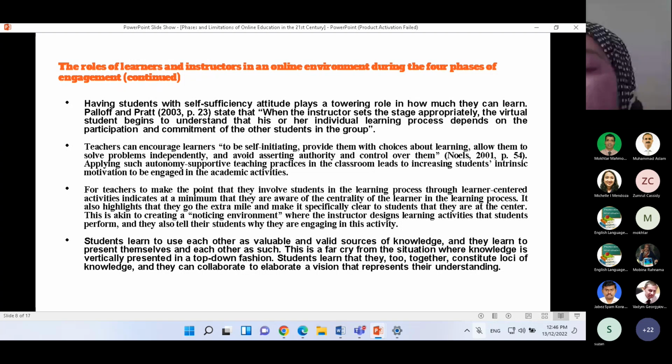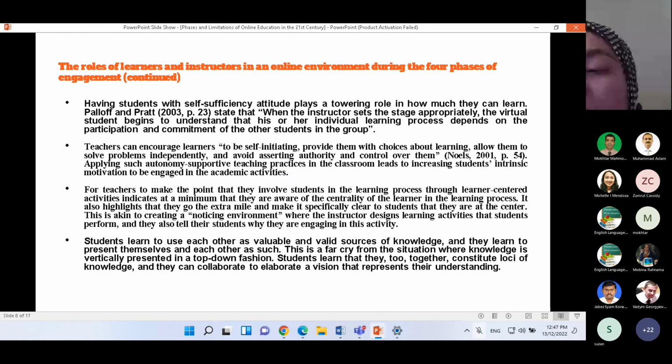For teachers to make the point that they involve students in the learning process through learner-centered activities indicates at a minimum that they are aware of the centrality of the learner in the learning process. It also highlights that they go the extra mile and make it specifically clear to students that they are at the center. This is akin to creating a noticing environment where the instructor designs learning activities that students perform, and they also tell their students why they are engaging in this activity.